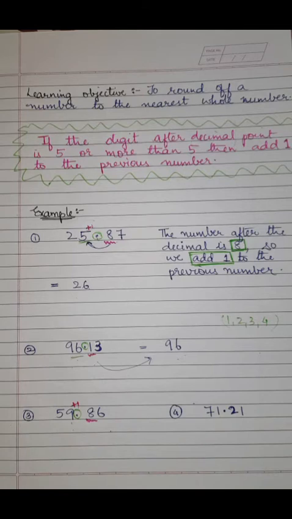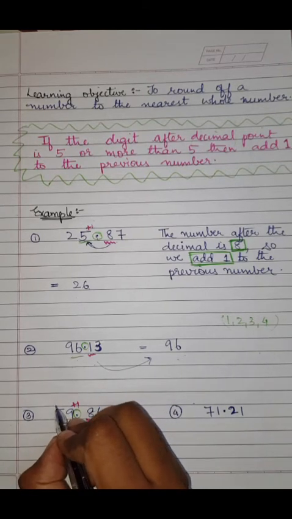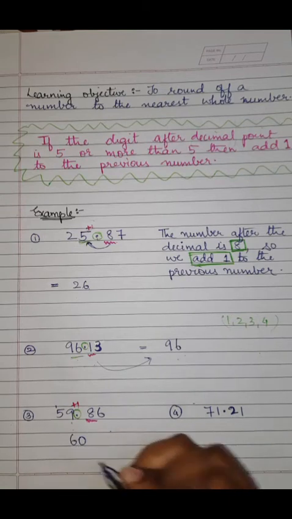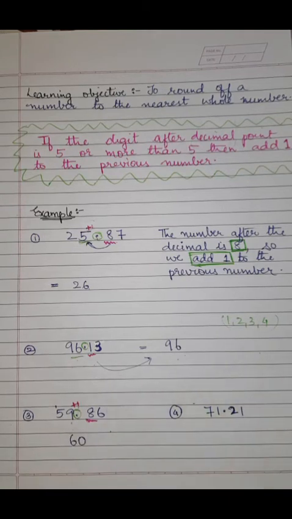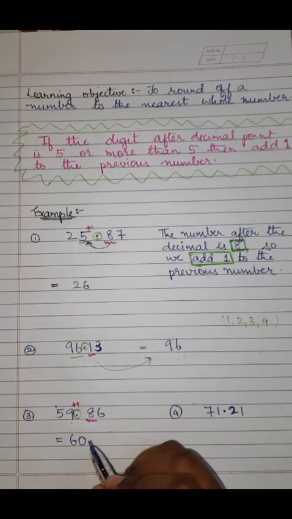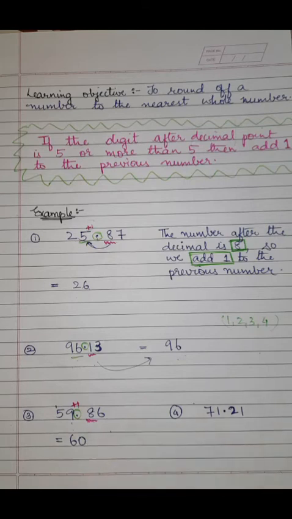So 9 plus 1 is 10. Plus 1 carry over to 5. So that is 60. Or if you don't want to do that, you can do 59 plus 1. What is 59 plus 1? Which is 60. So the nearest whole number that 59.86 can be rounded off to is 60.